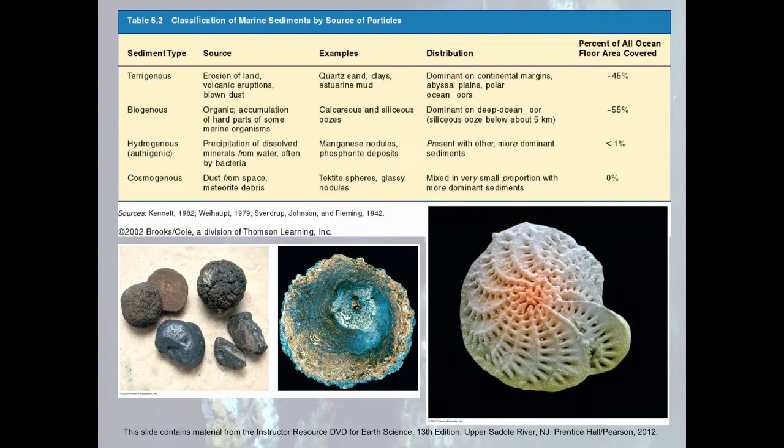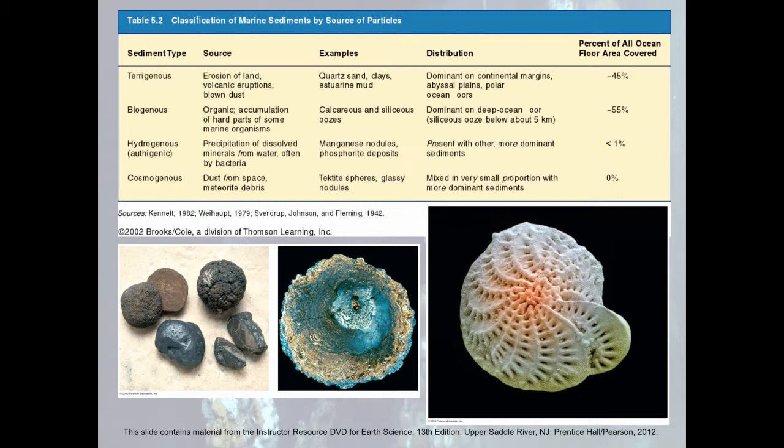The different kinds of sediments that you'd find in the ocean basins fall into four main categories. The dominant categories are terrigenous and biogenic. Terrigenous sediments come from land, the terrestrial system. The sources are erosion of land, volcanic eruptions which produce ash that falls into the oceans, and blown dust. Erosion of land through either stream flow or glaciation can also contribute terrestrial sediments to the ocean system.